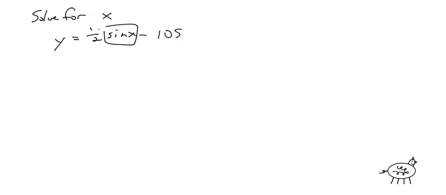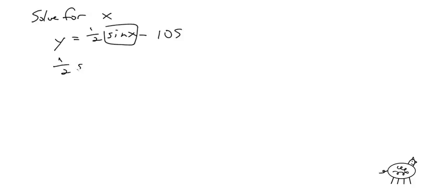All right, let's talk about solving for inverse trig functions now. I'm going to ask you to solve for x. You're going to be given y is equal to 1/2 sine of x minus 105. That's very scary. And of course what we're going to do is solve for sine of x. So I'm going to add 105 to both sides.